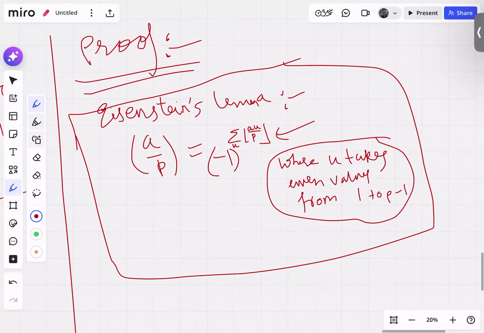Is the summation only for even values of u? It is only for even values of u. Okay. p raised to the power (q-1)/2. Yes, that is true.